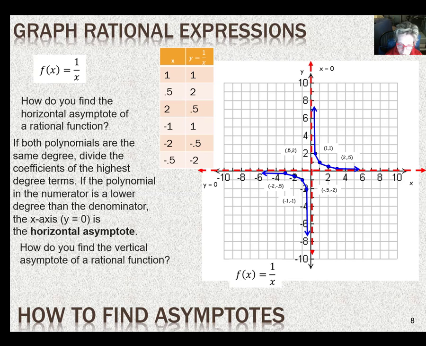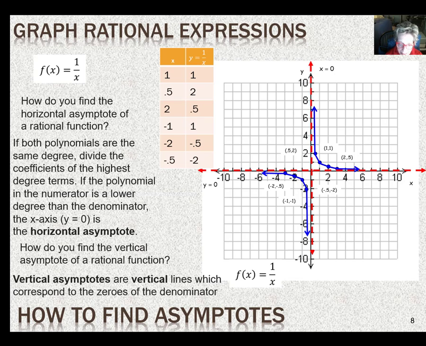To find the vertical asymptote, it is really actually much easier. Vertical asymptotes are the vertical lines which correspond to the zeros of the denominator. So in this case, my domain is limited by x equaling 0, and that's exactly where my vertical asymptote is at x equals 0.